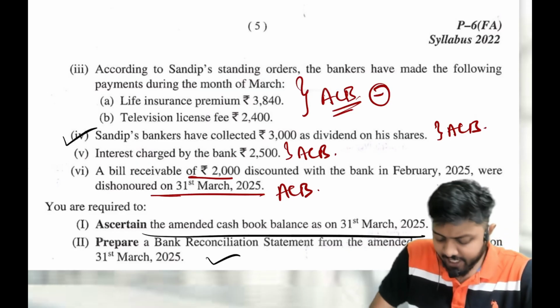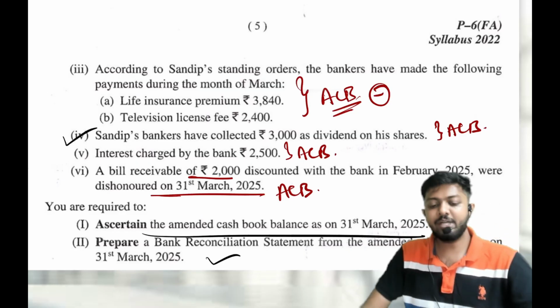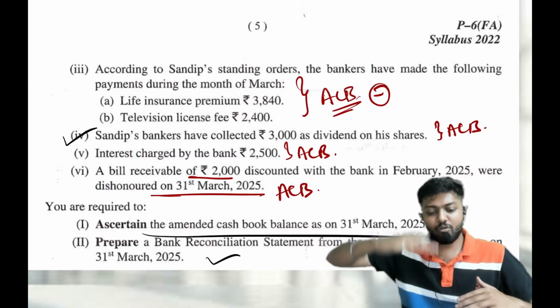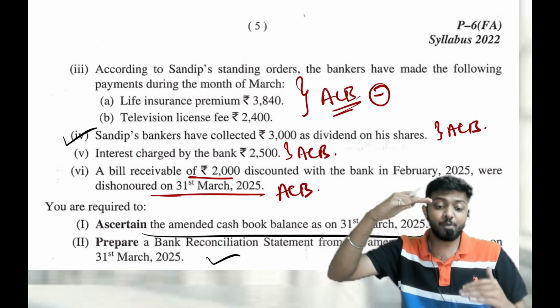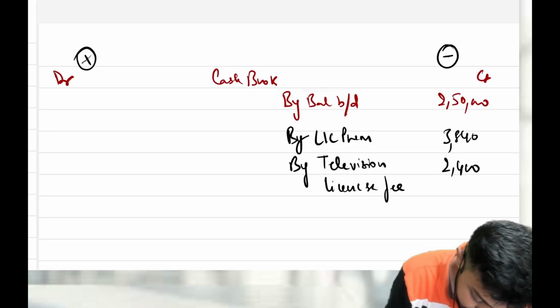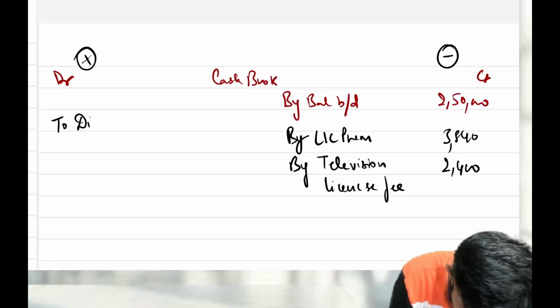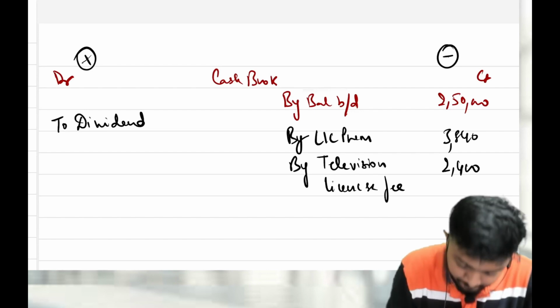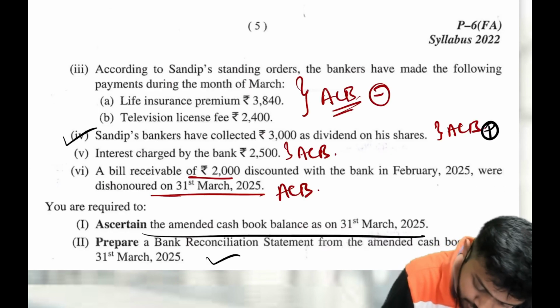Bankers have collected 3,000 as dividend. What has happened? Since directly money has come to passbook, your passbook will be more, cash book will be less. We are doing that from cash book angle. I'm supposed to add. That means it comes in debit side. To dividend, how much is it? 3,000.